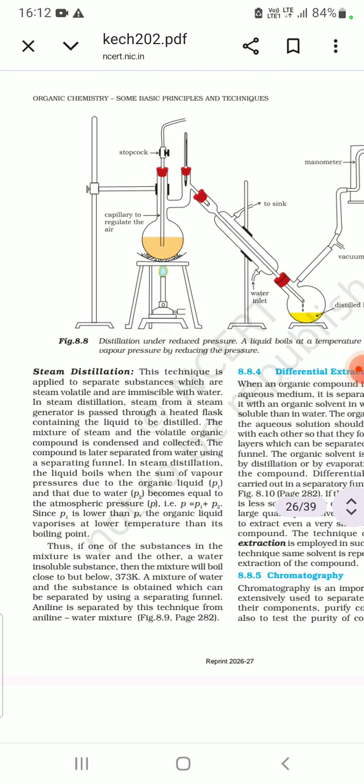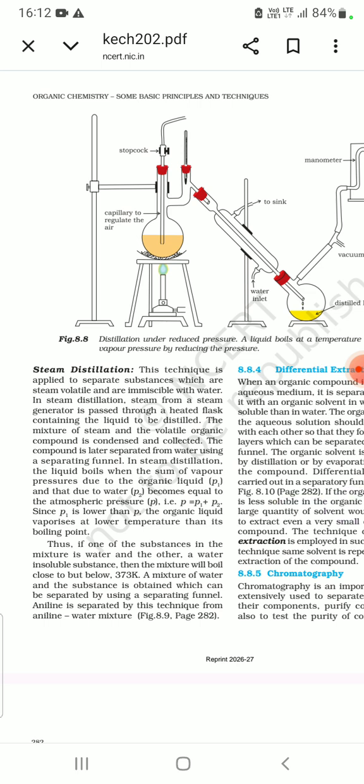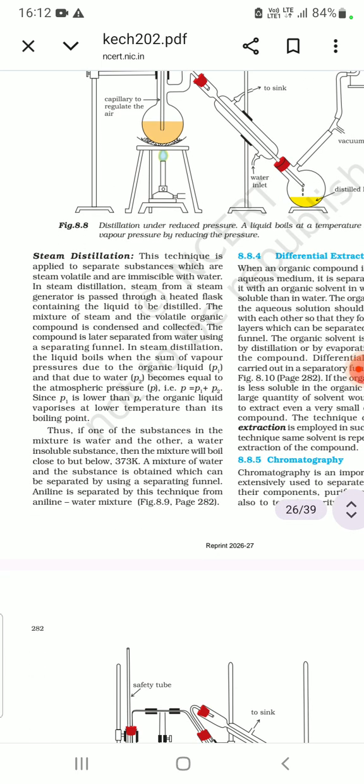Next is steam distillation. The steam distillation example is an aniline water mixture. Aniline water mixture is separated by steam distillation, and this technique is applied to the substances which are steam volatile and immiscible with water. Steam volatile and immiscible with water, and P is equal to P1 plus P2.